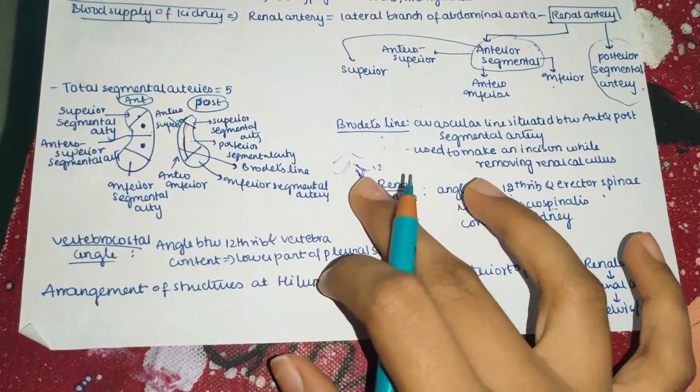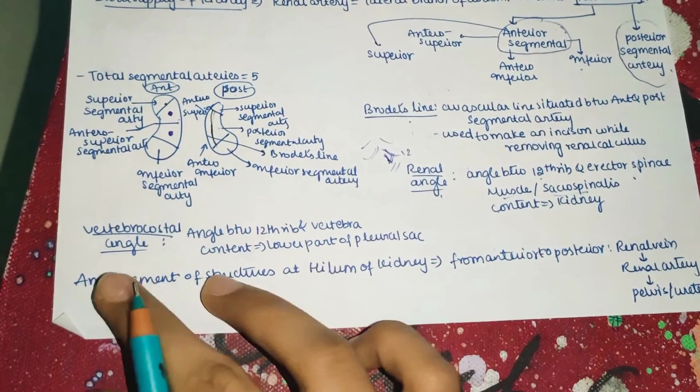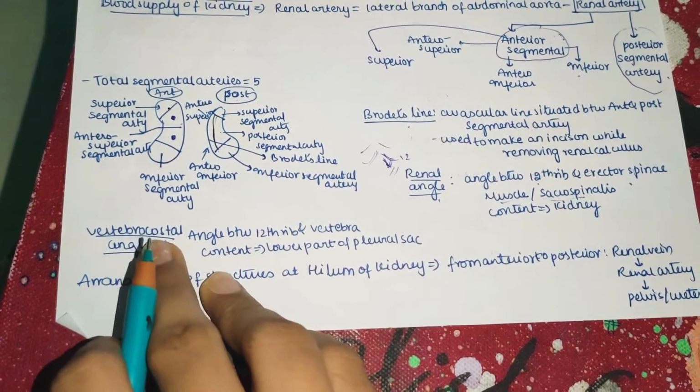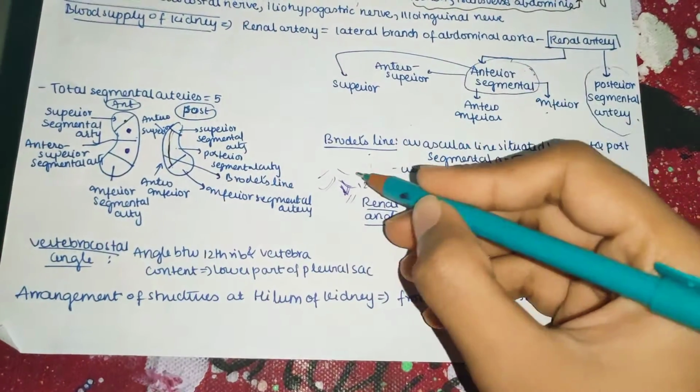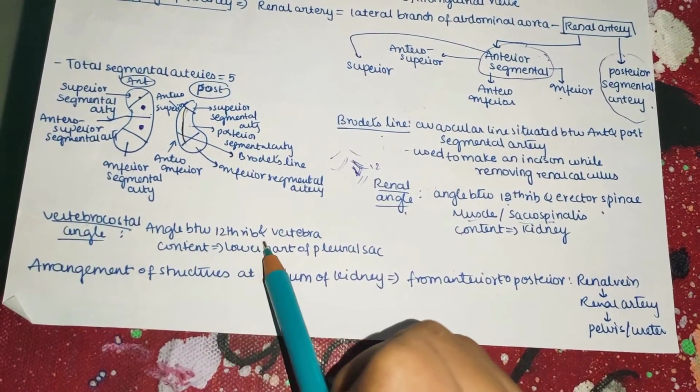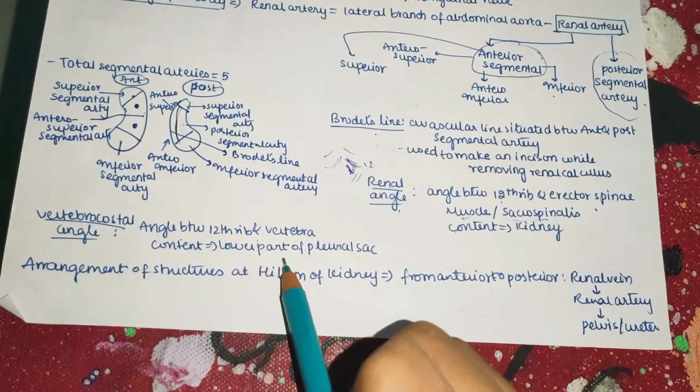So what is present in renal angle? Of course, kidney. Let's come to vertebrocostal. In the name itself, you can see between the vertebra and costal. Which costal? 12th rib. So between the 12th rib and on the back side you have vertebra. So you can see 12th rib and vertebra. The content is the lower part of pleural sac.